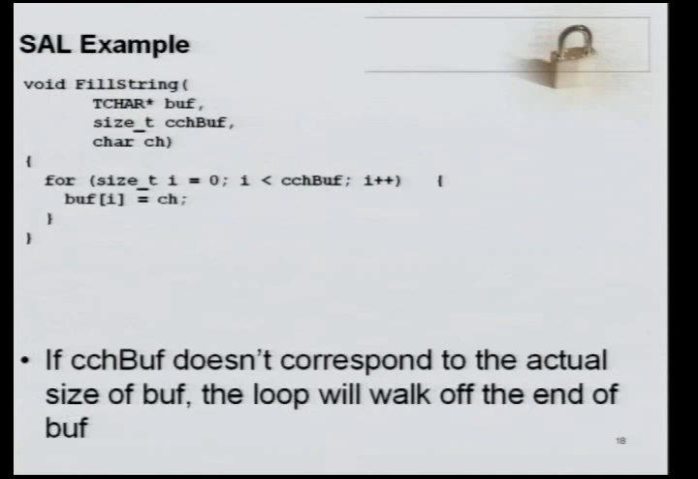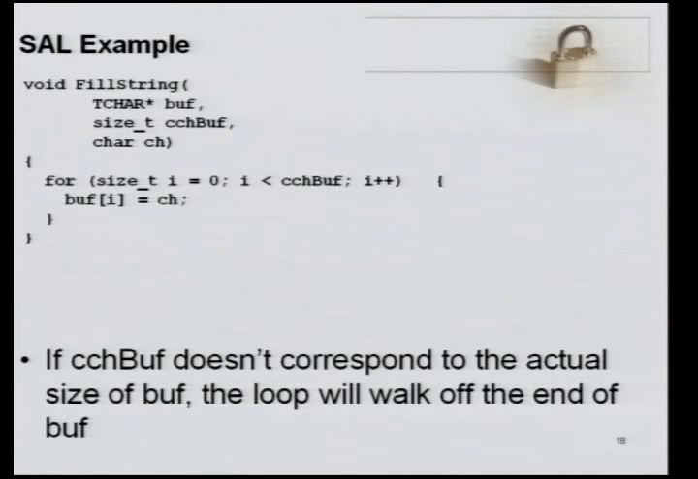So this is kind of an example of how SAL works and how to apply SAL. Imagine you have a very simple function that takes a buffer, takes a number of characters in that buffer, and then just fills that buffer with the character that you supply. Now clearly if the size of the buffer that you pass in doesn't correspond to the real size of the buffer, this thing will just walk off the end of the buffer and you have a buffer overrun.